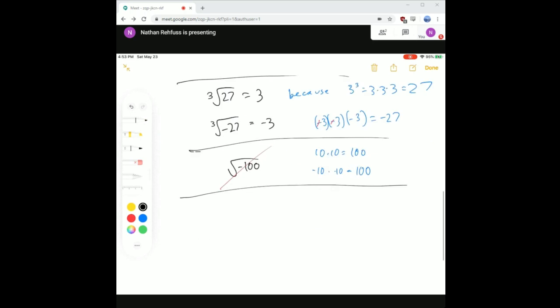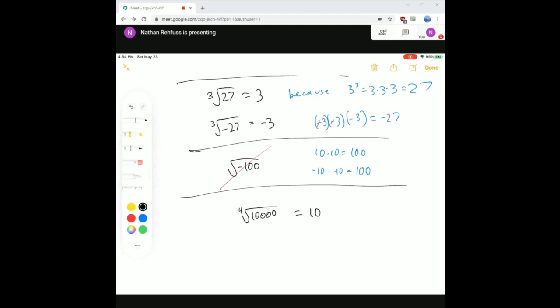So we can take the cubed root of a negative number. Can't take the square root of a negative number. How about a fourth root? If I asked for the fourth root of 10,000, that would be 10, because 10 to the fourth power is 10,000. It's a 1 with 4 zeros.